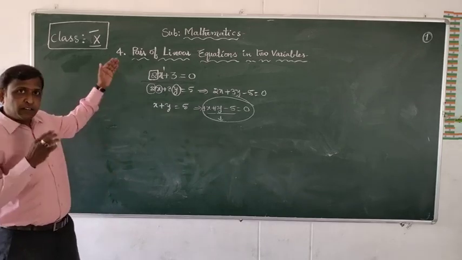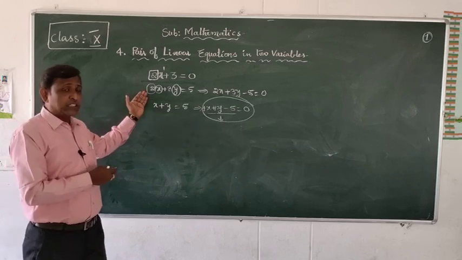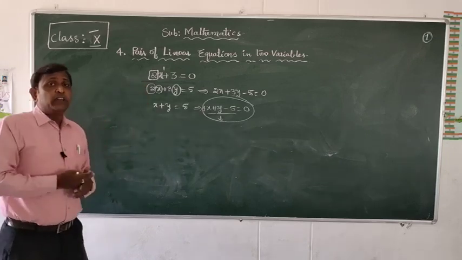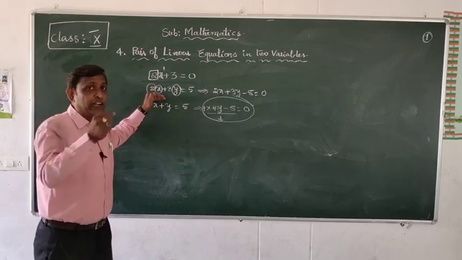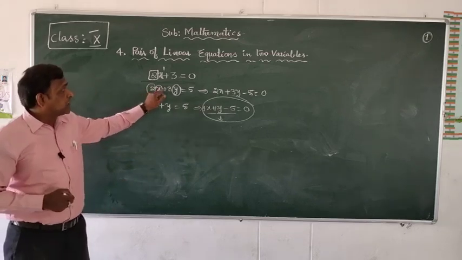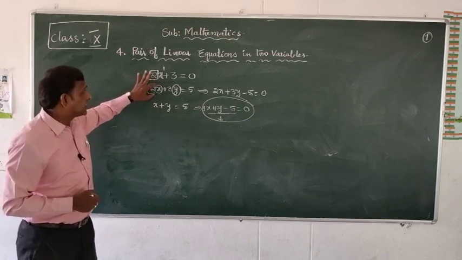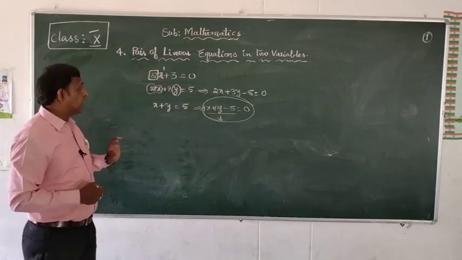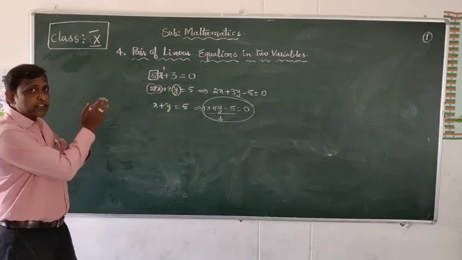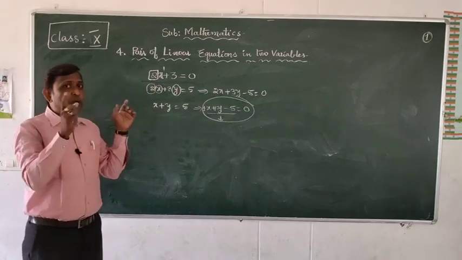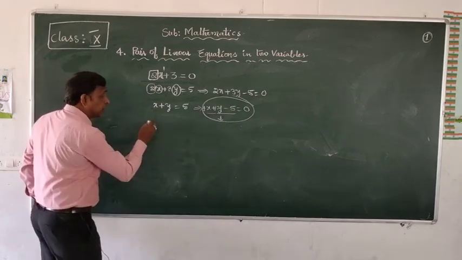So I told you the first degree equation is called a linear equation, and that linear equation may have one variable, or two variables, or three variables, but now we are going to discuss especially only two variables. So 2x plus 3y is equal to 5 in this part, and 2 is the coefficient of x and 3 is the coefficient of y. Like here, 1 is the coefficient of x and 1 is the coefficient of y. If you represent these on graphs, you are going to get only straight lines here.